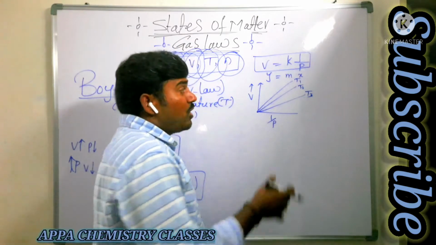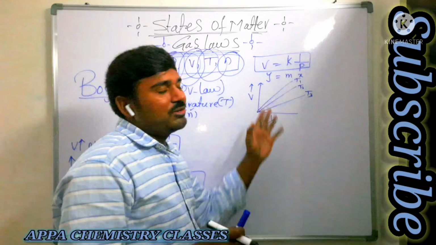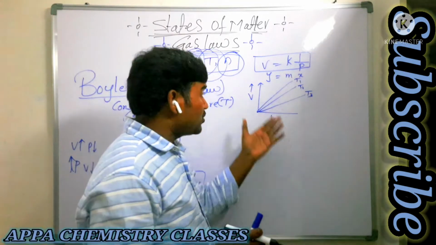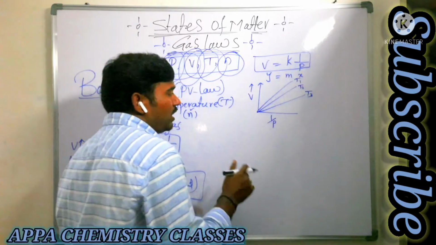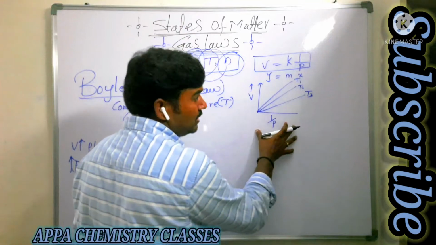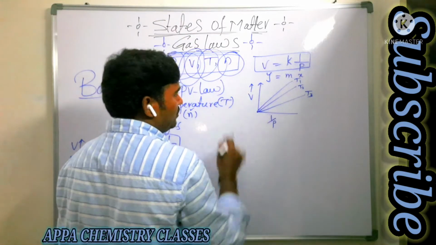Is that clear? So how you are going to give the relation between T1, T2, T3 is very important. So I will explain how to give that relation also, after the discussion of these complete gas laws. Is that clear? So V versus 1 by P, we are going to get like this.